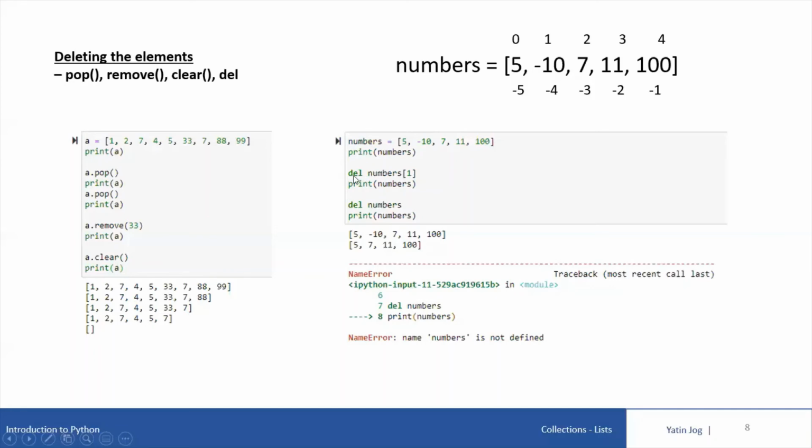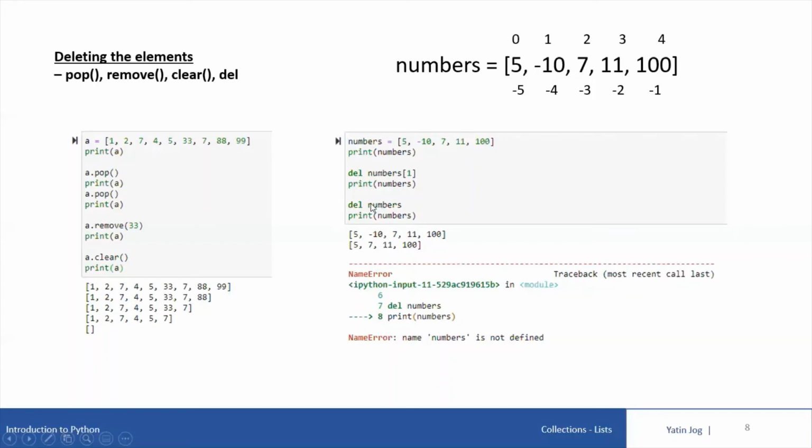So what is the meaning of del? Delete numbers of 1, that is the element or the value which is present at index 1. So minus 10 will be removed or deleted. And then if I say print numbers, it will print 5, 7, 11 and 100. You can see the output. Minus 10 is removed, deleted.